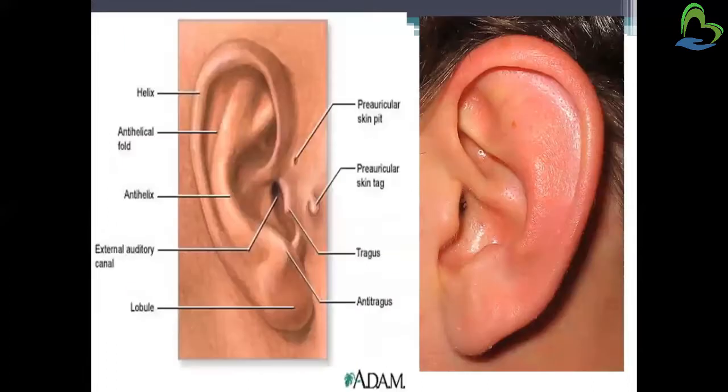Here is the structure of the external ear. You can see this area called the helix, this one is the antihelical fold, and this one is the antihelix. Then here is the external auditory canal, then the lobule, the tragus and antitragus, and the para-auricular skin tag and para-auricular skin pit. You can easily identify these parts just by visualizing the ear.